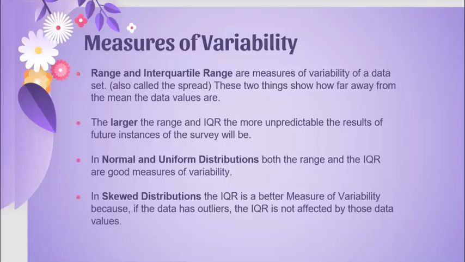A normal and uniform distribution, that's where we have the bell curve or it's flat. Both the range and the interquartile range are good measures of variability. In a skewed distribution, though, when all your data is over to one side or the other, the best measure of variability is the interquartile range, because that is not affected by any of the outliers. Remember, when we have skewed distribution, we have outliers in our data.